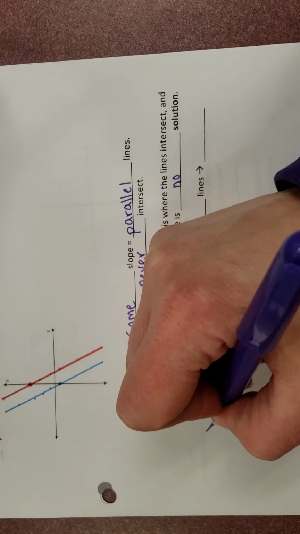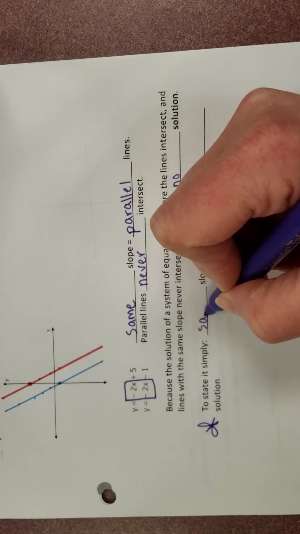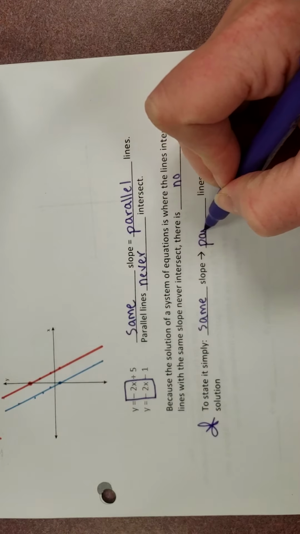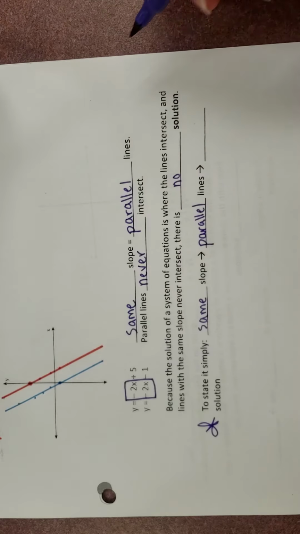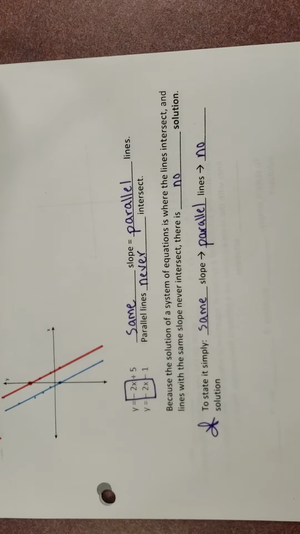So the most important part for you to remember is this. If two equations written in the same form have the same slope, they make parallel lines, and so therefore there's no solution. Okay? Great. That's not so bad, right? Okay, let's talk about another strange situation here.